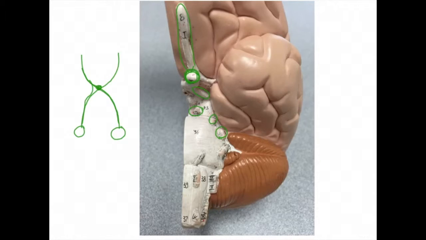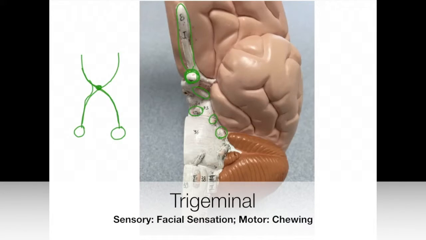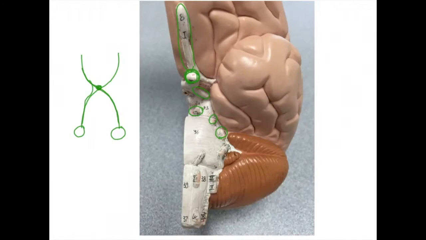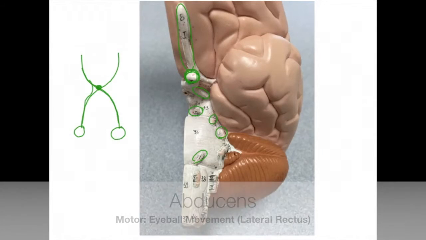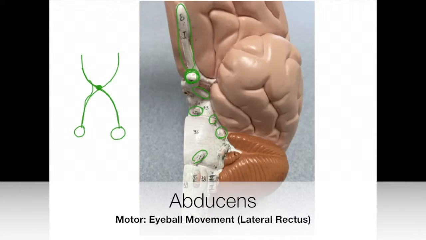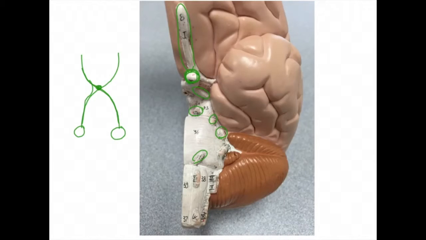Here's cranial nerve 5, also known as the trigeminal nerve. It has sensory function for general sensation of the face, and it has motor function as well. It branches into 3 divisions: the ophthalmic division, the maxillary division, and the mandibular division. Here's cranial nerve 6, also known as the abducens nerve. It has no sensory function, and it does have motor function. It controls the lateral rectus muscle of the eye.